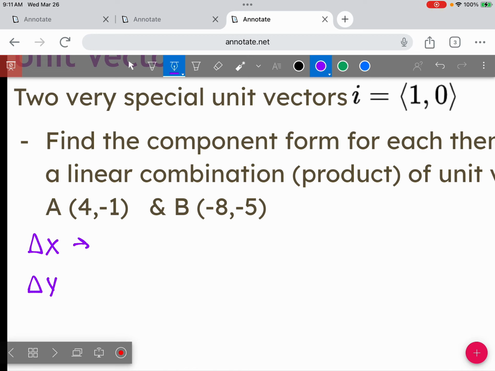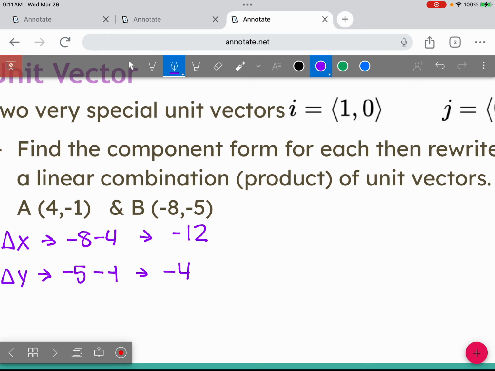So this is when we'd have our negative 8 minus 4, which is going to give us negative 12 for our change in the x's. Our change in the y's, yes, is going to be negative 4. We have our negative 5 minus negative 1, negative 4. So our component form is negative 12, negative 4.